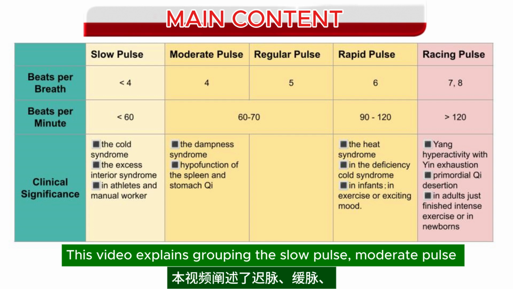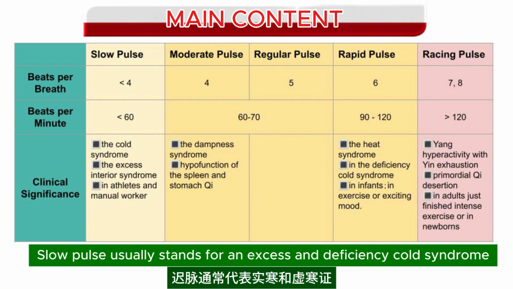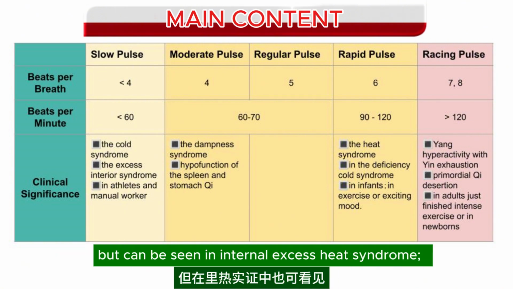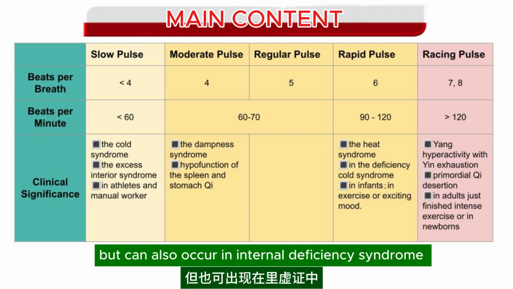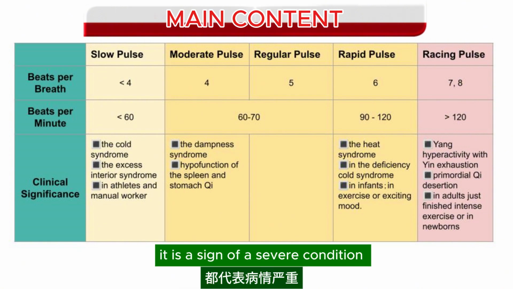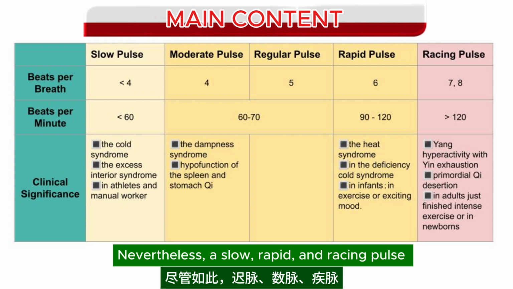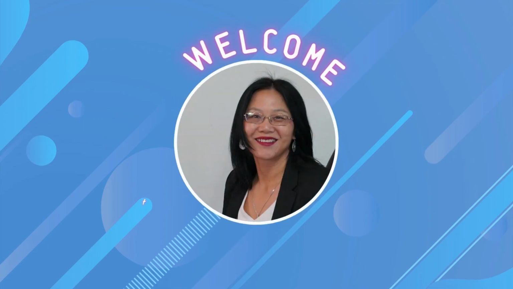This video explains grouping the slow pulse, moderate pulse, rapid pulse, and racing pulse by the pulse rate. Slow pulse usually stands for an excess and deficiency cold syndrome but can be seen in internal excess heat syndrome. A rapid pulse is common in excess and deficiency heat syndrome but can also occur in internal deficiency syndrome. Whenever a racing pulse appears, it is a sign of a severe condition. Nevertheless, a slow, rapid, and racing pulse can all be seen in a healthy person.